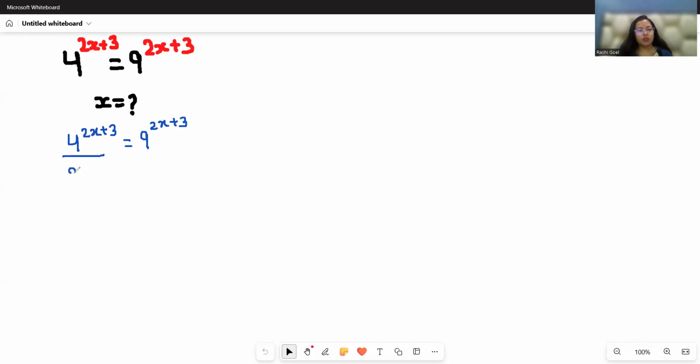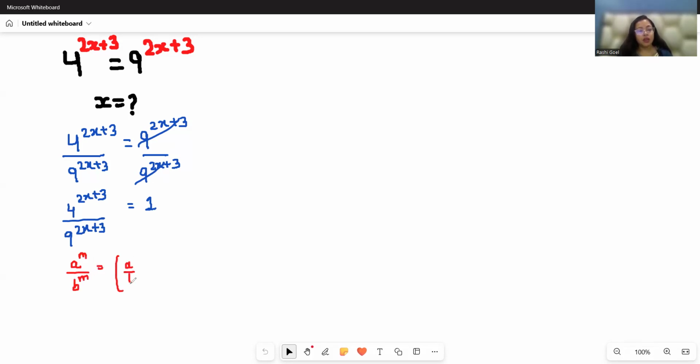So if I'll divide both sides by 9 power 2x plus 3, so this will cancel out and gives 1. So 4 power 2x plus 3 by 9 power 2x plus 3 equal 1. Now as per exponent rule, a power m by b power m, we can write it as a by b whole power m. So this becomes 4 by 9 whole power 2x plus 3 equal 1.